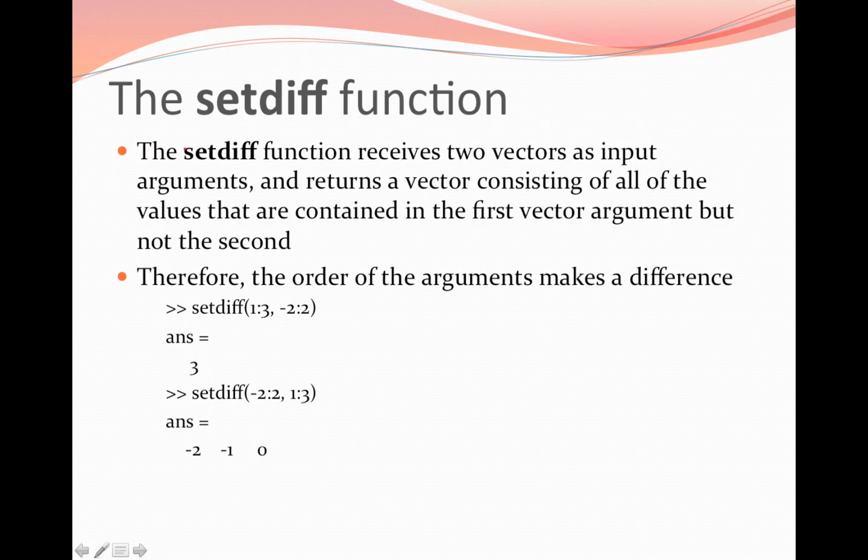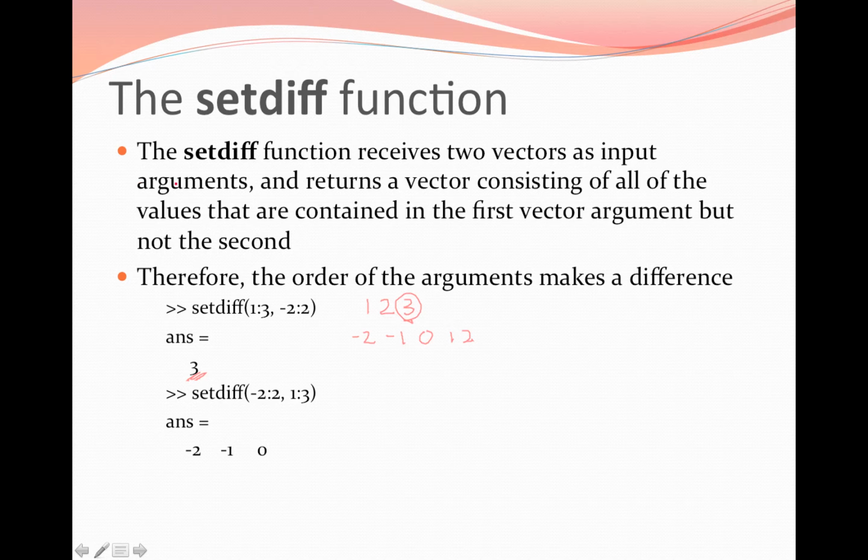So here we have two vectors. We have the vector consisting of 1, 2, 3, and we have the vector consisting of -2, -1, 0, 1, 2. Now setdiff([1, 2, 3], -2:2) gives us everything that is in the first vector, but not in the second. So the 1 is also in the second, the 2 is also in the second. The only one that's not in the second is the number 3.